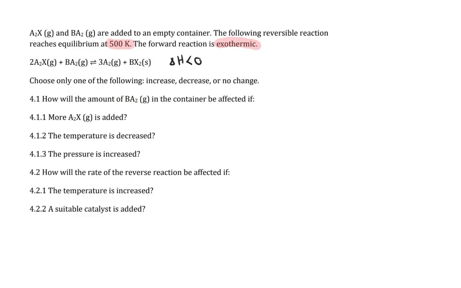Okay, so then they ask you to choose one of the following: increase, decrease, or no change. How will the amount of BA2 in the container be affected? Let's just highlight that so that we can remember we are looking only at this one, which is one of my reactants, if more A2 gas is added. So remember, if it was a solid, if it didn't change the surface area, it wouldn't have affected my chemical equilibrium. But this is a gas. So in other words, the volume of my container stays the same, but I add more particles.